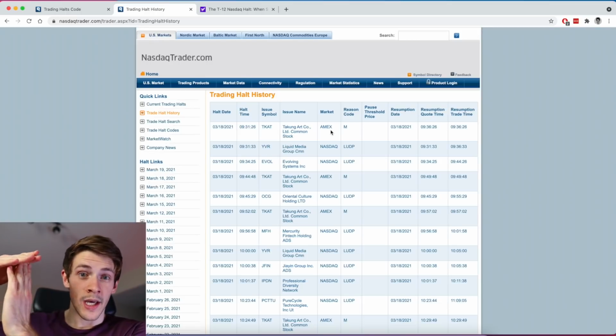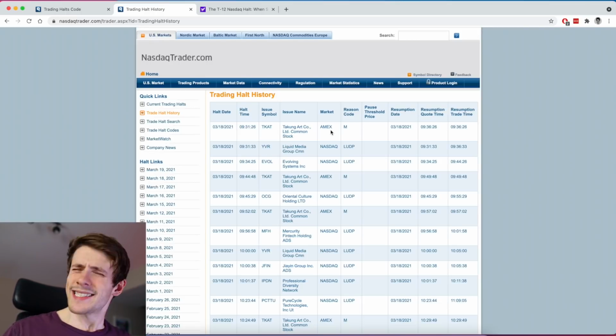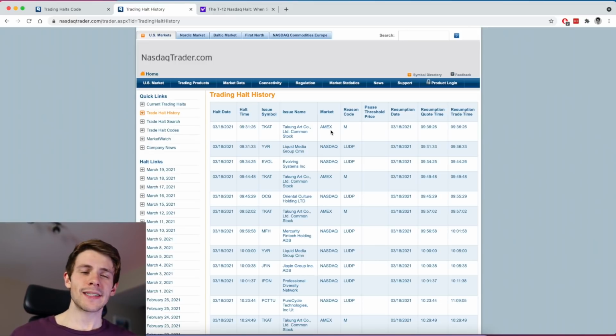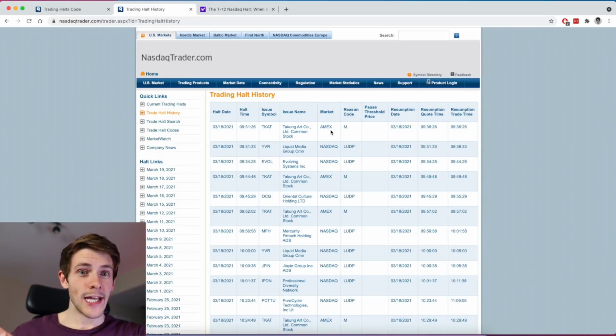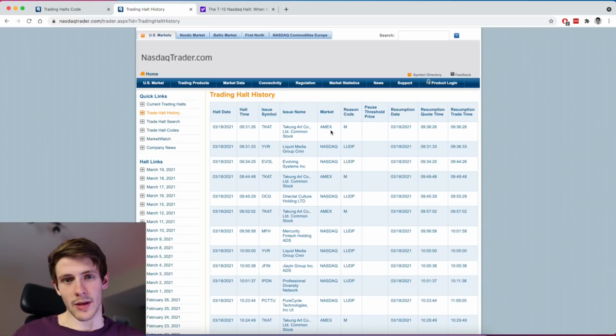It can get up halted or it can get down halted. And typically what we see is if a stock halts to the upside, it's because it's moving too fast. And they reopen the stock once they find a balance of buyers and sellers. Typically speaking, if a stock gets halted to the upside, it's because there are more buyers than sellers. That's why the price is moving up.